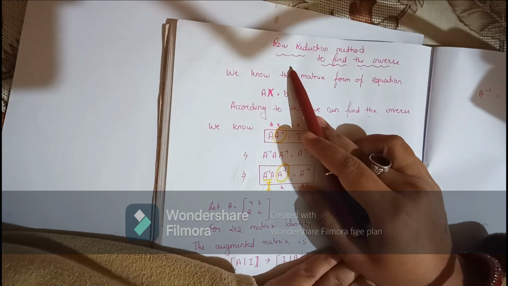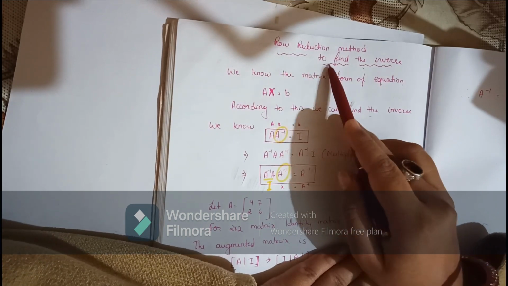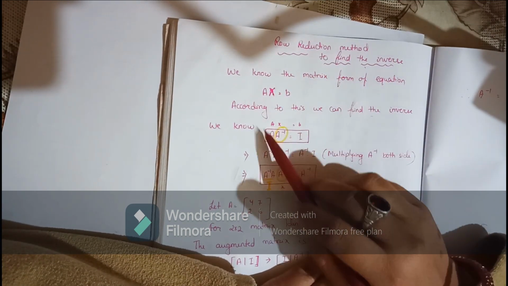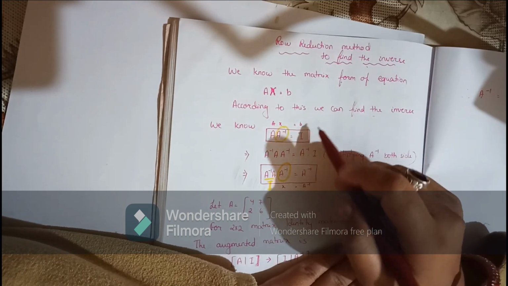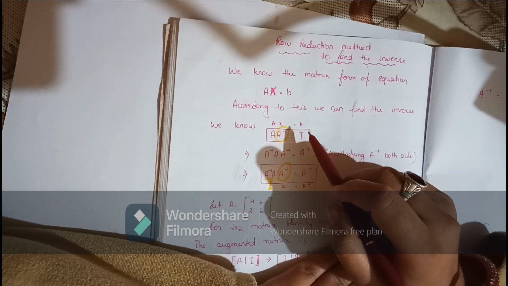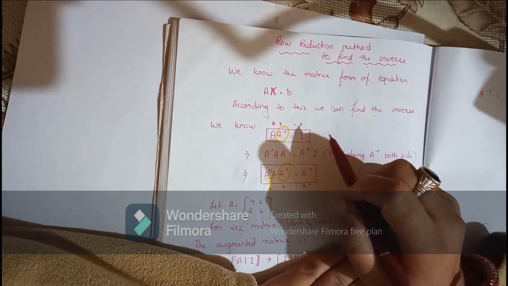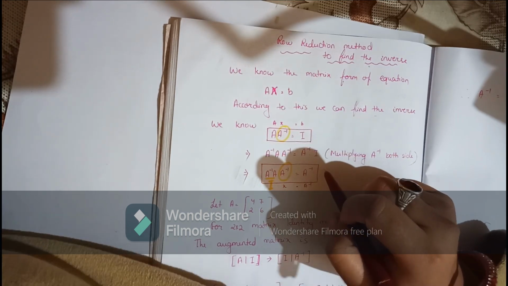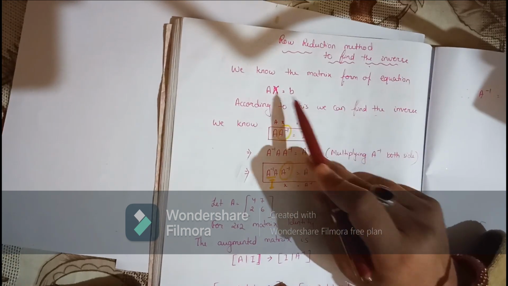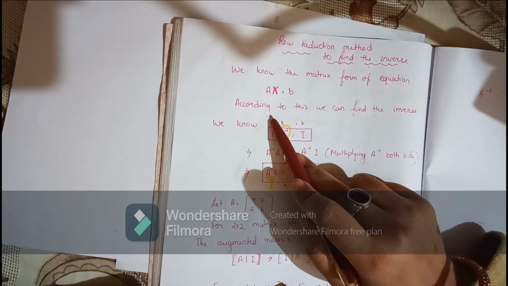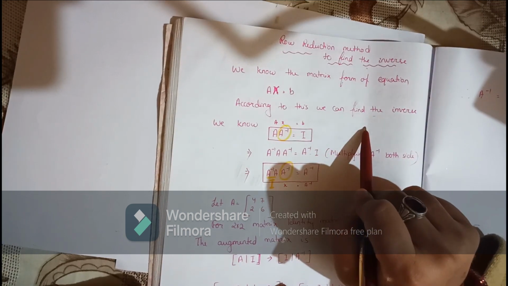Now this is the important thing we need to understand: the row reduction method to find the inverse. So in this video we will learn how to find the inverse, or how to find multiple powers like A to the power 5, A to the power 4. How can we find that in matrix form? We know the matrix form of the equation is this much. According to this we can find the inverse.